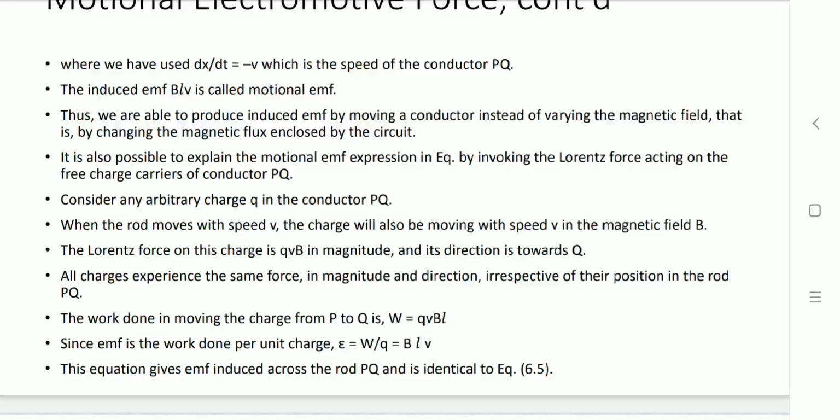The work done by the charge to move from P to Q would be QVBL, because the force is given by QVB. Q is the charge, V is the velocity, and B is the fixed magnetic field. So the work done is QVB times the length of the rod L. The EMF is the work done per charge, W by Q, which is BLV. So in both cases, we are able to get the same motional EMF equation, BLV.